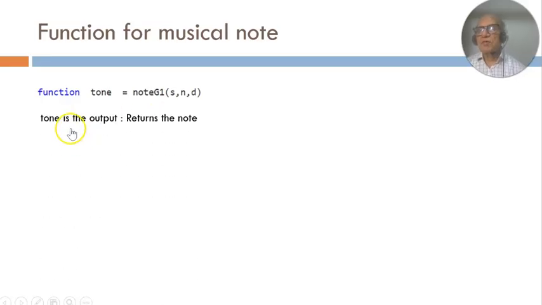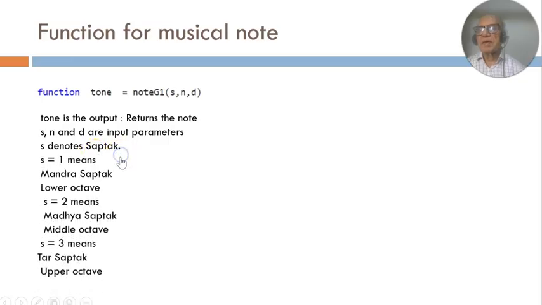As I said, tone is the output, which returns the note. S, N and D are the input parameters. Let us take a look at each of the parameters. S denotes saptak. So S equal to 1 means mandra saptak. If I want to generate a note in the mandra saptak, when I call this function, I must pass 1 as the first parameter. S equal to 2 means madhya saptak, and S equal to 3 means tar saptak.